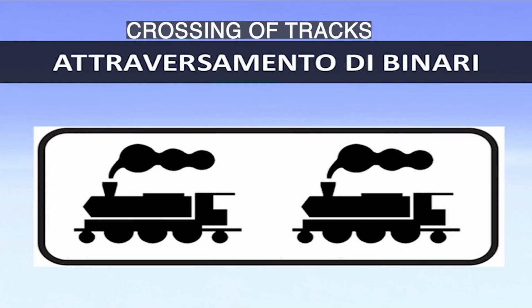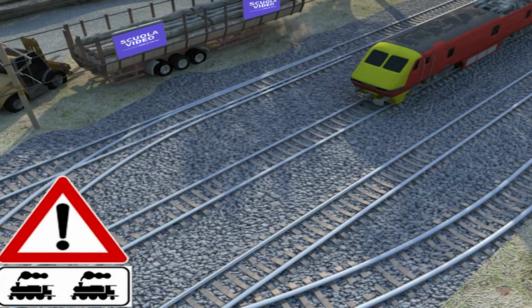Attraversamento di binari. Crossing of tracks. This supplementary panel, coupled with the signal of other dangers, gives advance notice in the presence of shunting or connecting tracks near freight yards, and invites you to decrease the speed for crossing the shunting tracks.